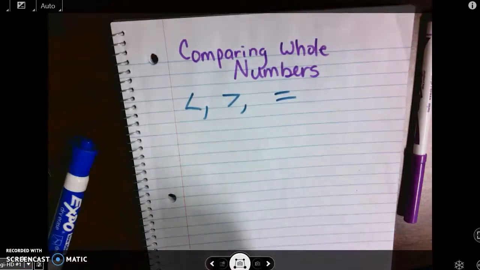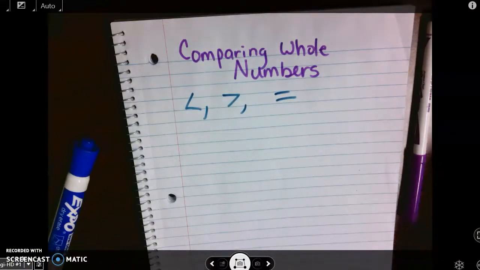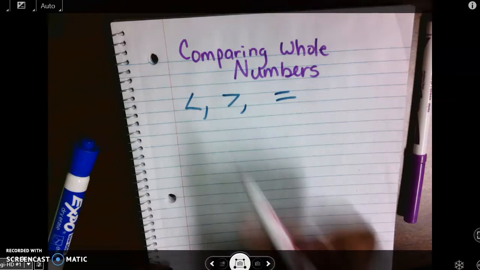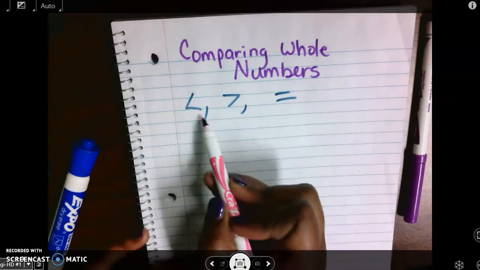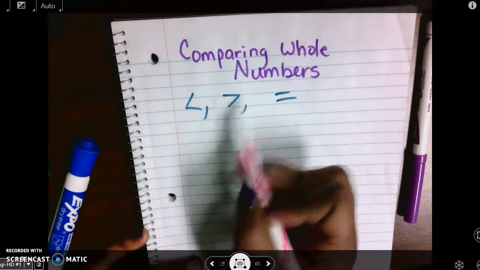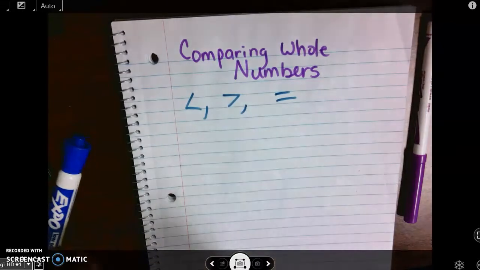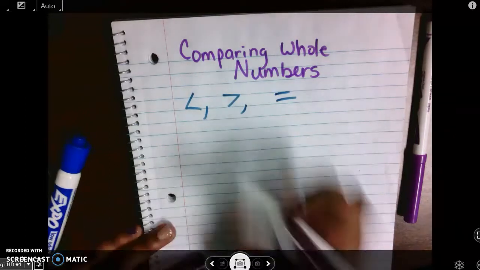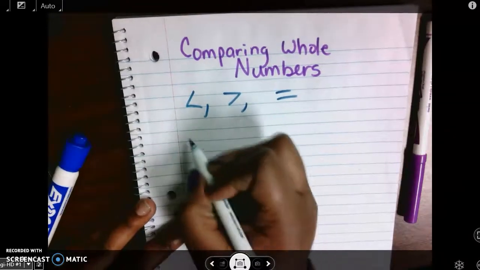I just want to go over comparing whole numbers. We will be using our comparison symbols. This is the less than, greater than, and equal to symbol. When we compare whole numbers, we're trying to see which one is greater or which one is larger. So let's take these two numbers here.